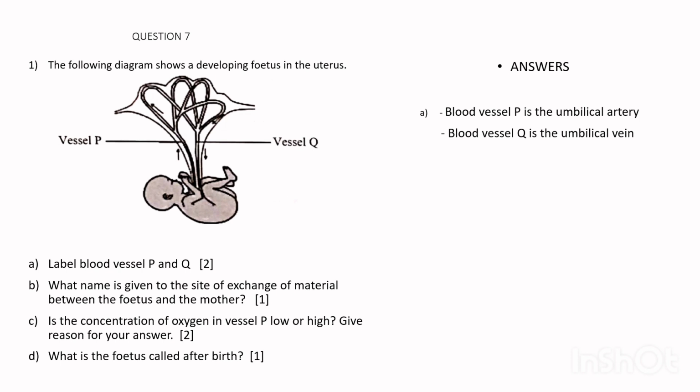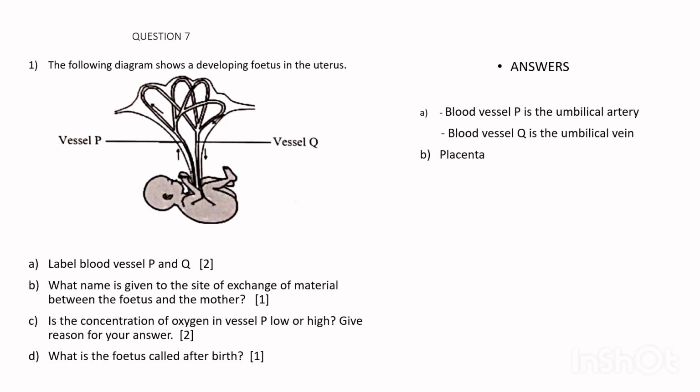Okay, then we move to question B. What name is given to the site of exchange of materials between the mother and the fetus? So it's called the placenta. We move to question C. Is the concentration of oxygen in blood P low or high? Give a reason for your answer.